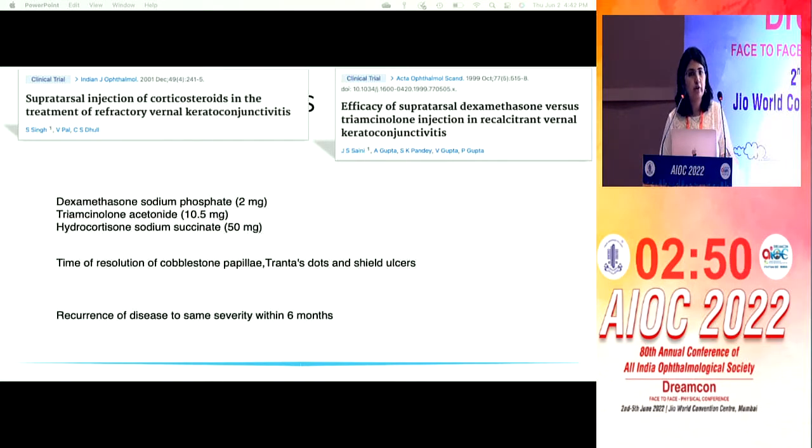However, it is very important to note that when supratarsal steroids are given in isolation, there is a recurrence of the disease within 6 months, which goes back to its original severity. So the point to be taken here is that supratarsal steroids, even when they are given, in addition to that, topical and systemic immunosuppression should be given to the patient.